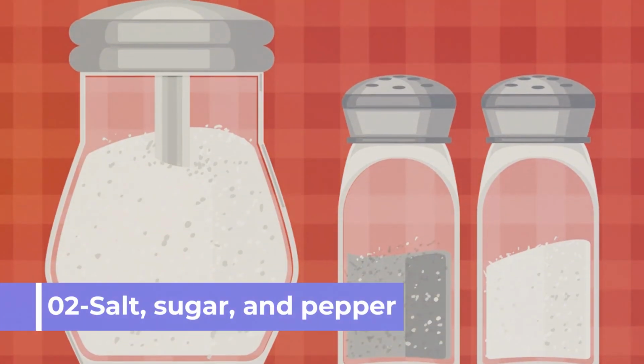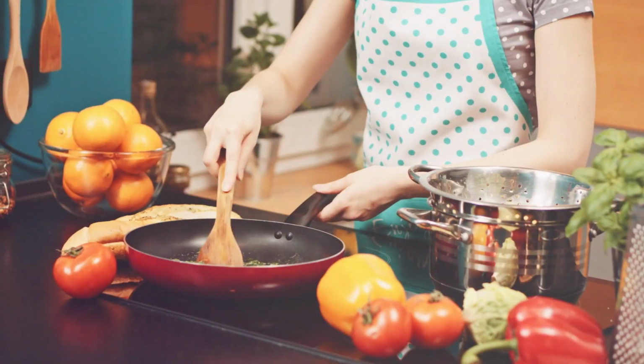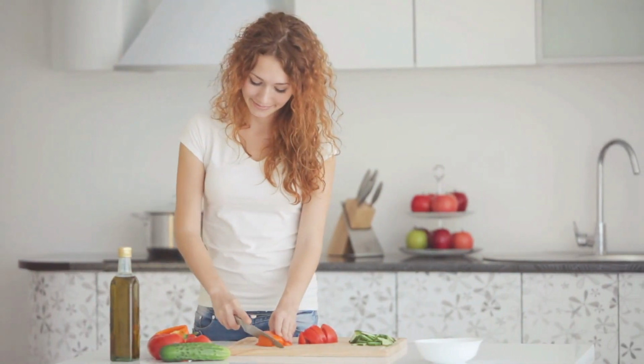Number 2. Salt, sugar, and pepper. Whether you're looking for things to look at through your microscope or not, don't forget that your kitchen is full of everyday things you can look at. You will be blown away by how pretty they are.